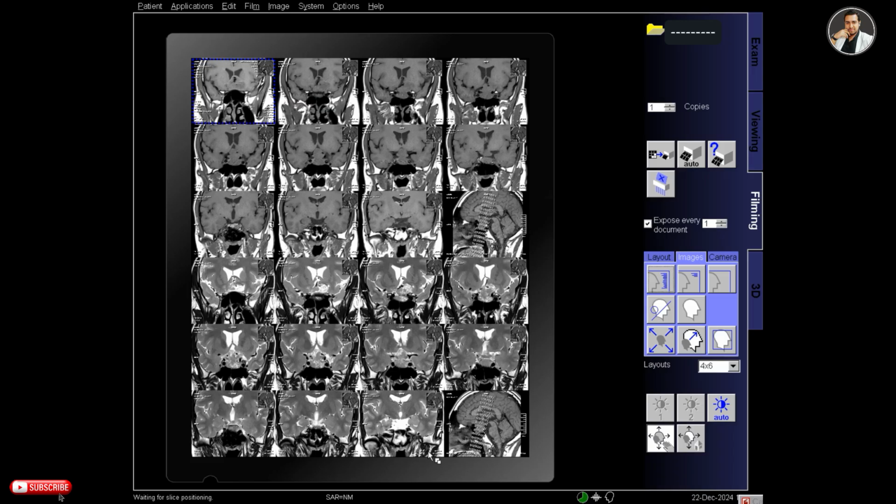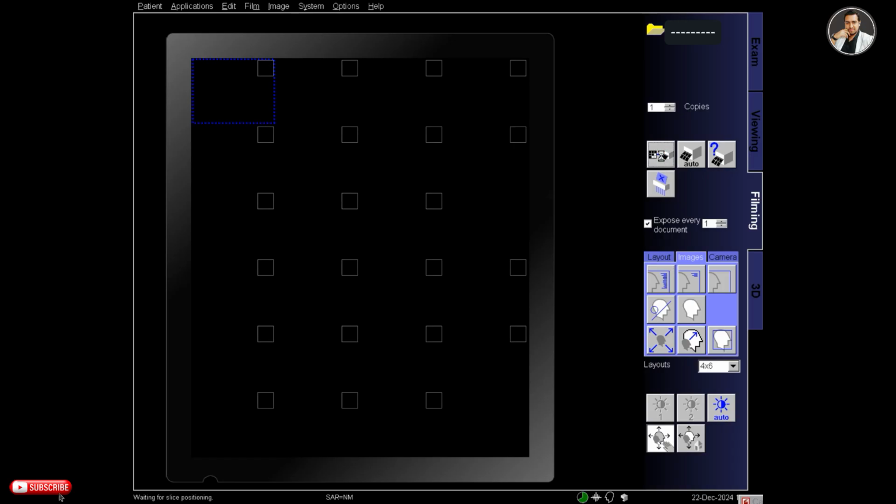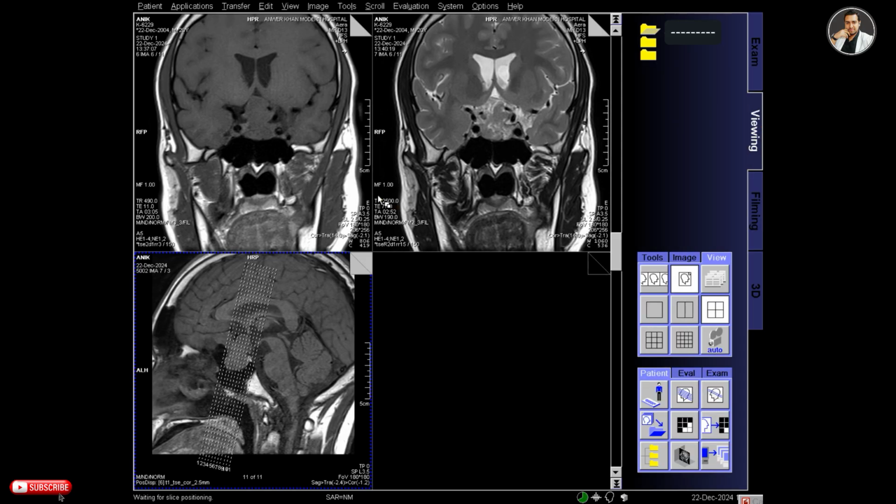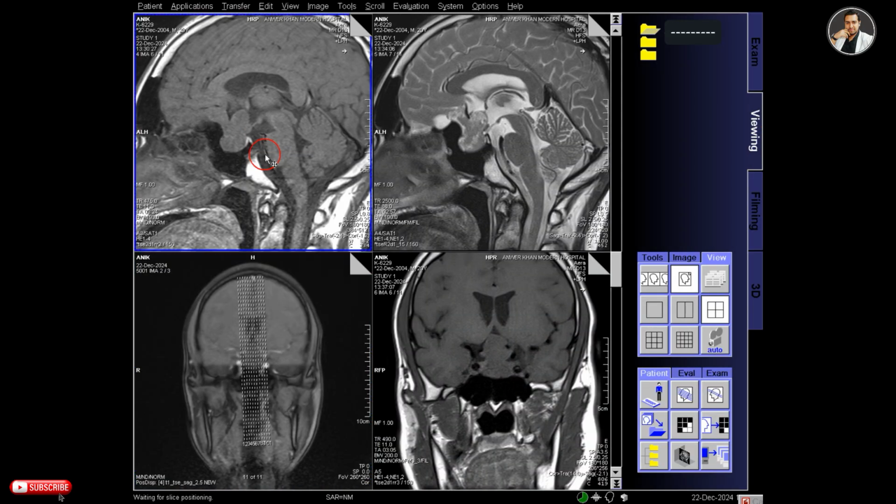In the meantime, my attendant is preparing contrast for the patient. He has inserted the needle into the vein, and I told him to stay there and not to push the contrast. When I instruct him, he will push the contrast, because in the dynamic sequence you have to push the contrast at the break time.